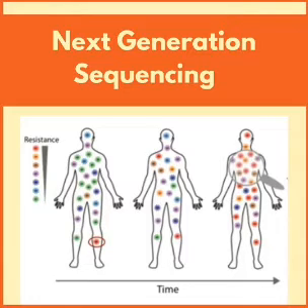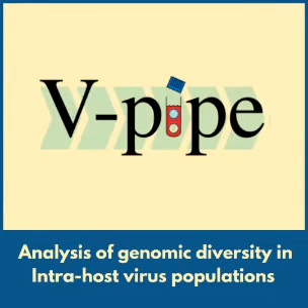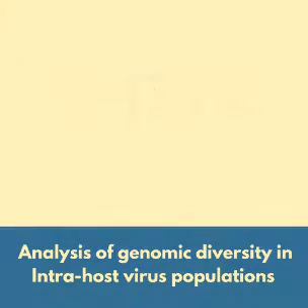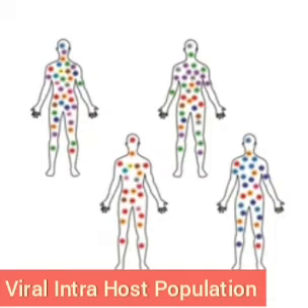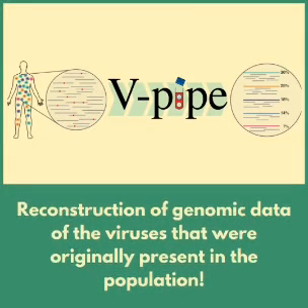Next generation sequencing (NGS) is being used to assess the genomic diversity of the virus population in that individual. But NGS sequencing reads are typically short and error prone, and that is why we require thorough analysis. Introducing V-pipe. V-pipe is a bioinformatics pipeline that integrates various computational tools for the genomic analysis of these viral intra-host populations. Most importantly, it supports the reconstruction of the genomic data of the viruses that were originally present in the population.